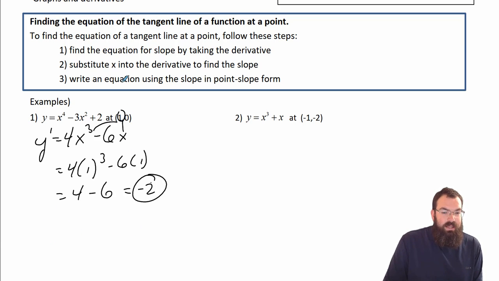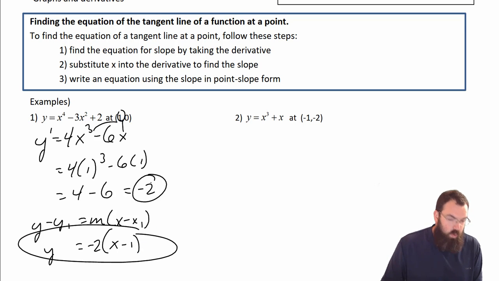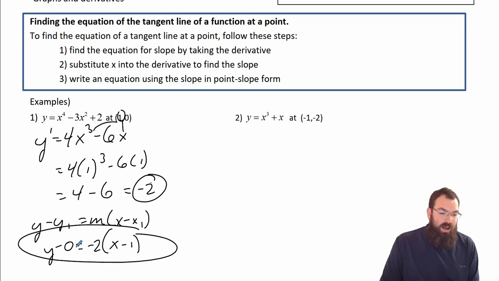Then I want to write it in an equation using point slope form. So remember, point slope is y minus y1 equals m times x minus x1. Y1 in this case is 0, so I don't really need to write anything there, equals the slope, which is negative 2, times x minus 1. So there is our equation. If you wanted to put the y minus 0, it's not wrong. It just looks garbage, but it's not wrong. They won't count it wrong on the AP test either, but you can leave it that way if you like.